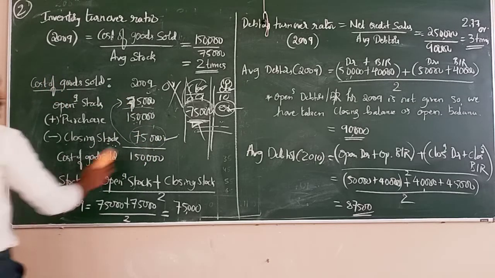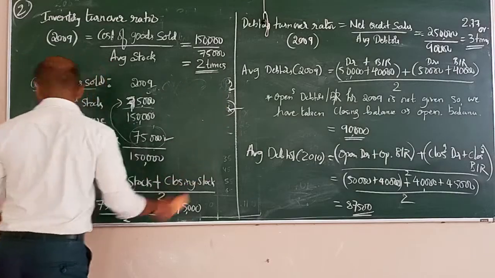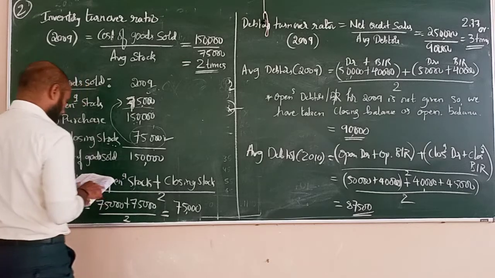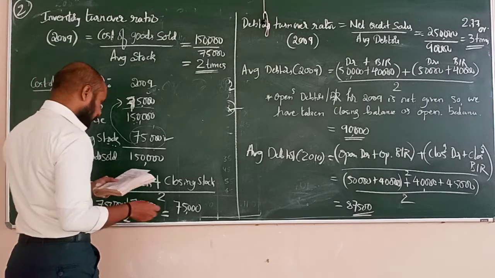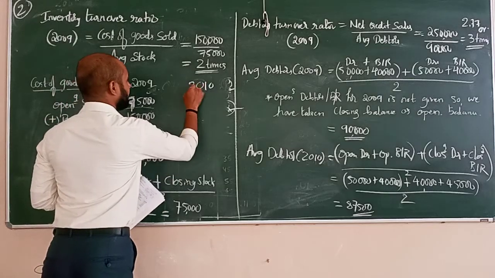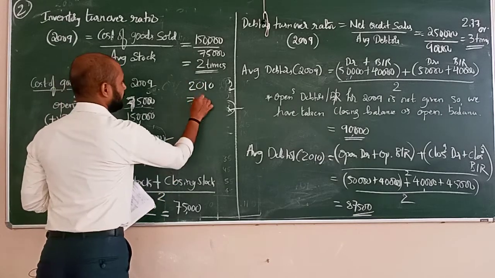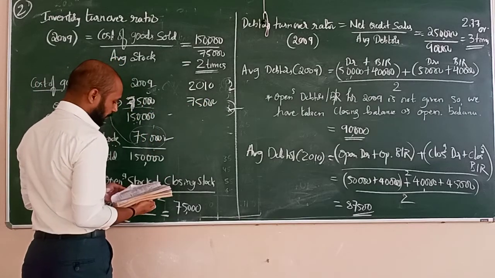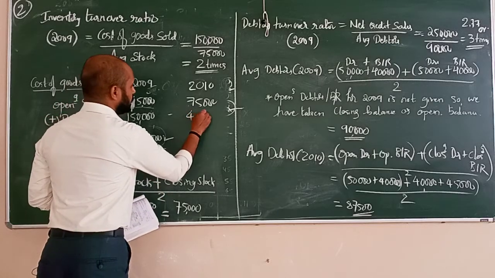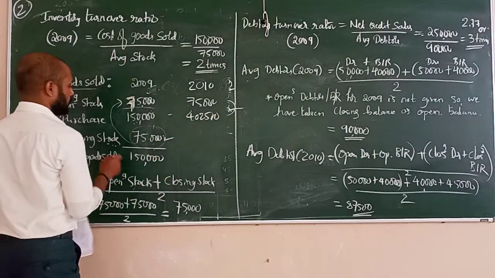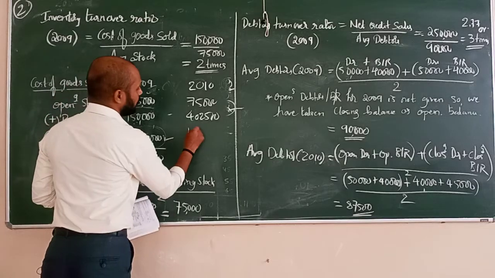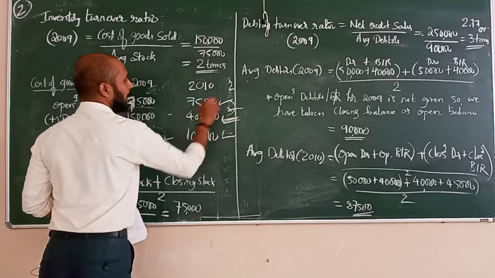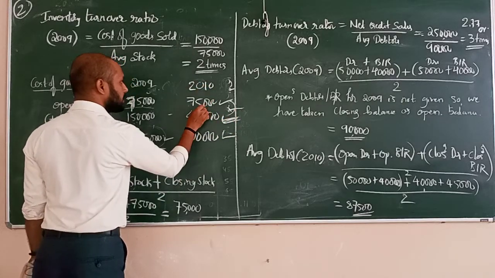If you want to calculate for 2010, I will show the calculation for 2010. How does it go? For 2010, opening stock will become what? 75,000. This is the stock of 2009. Plus purchases, whatever the items have been purchased, 4,02,500, minus closing stock. What is the closing stock for 2010? 1 lakh. These two are balance sheet items. This one is an additional information item. So for 2010 opening balance is what?